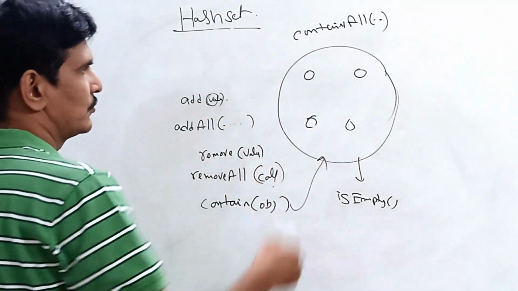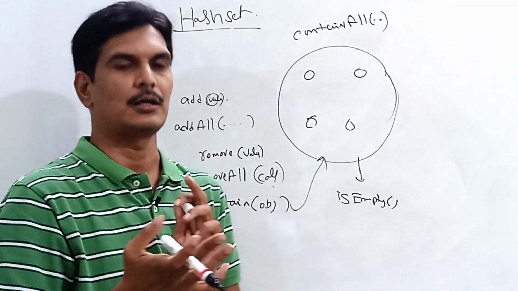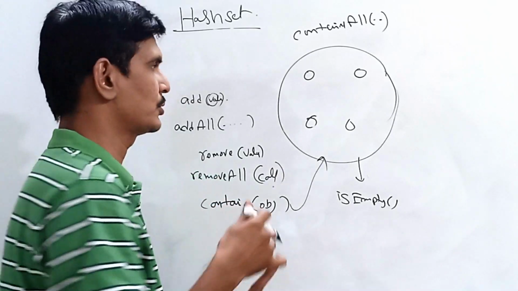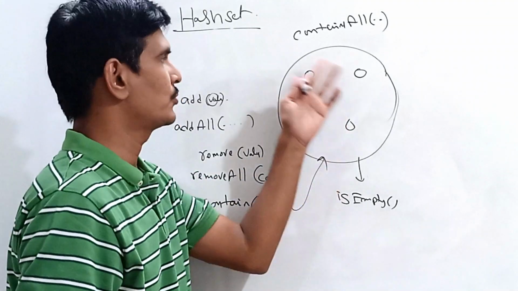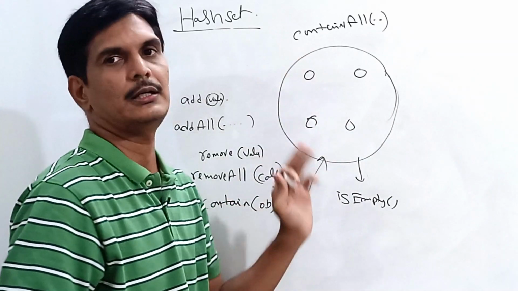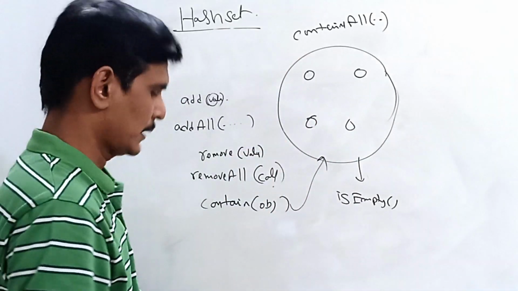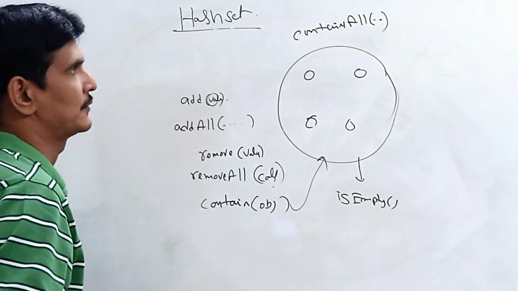Along with this, we can also read all the elements by using a for loop. The for-each loop is also there, and by using the iterator method also we can read all the objects, all the elements from the HashSet collection. So these are all the different things we have in the HashSet.